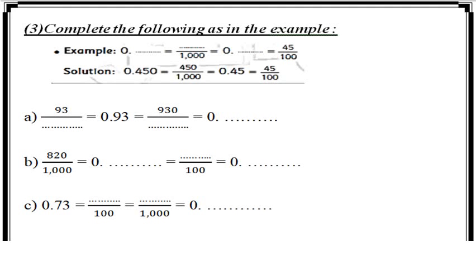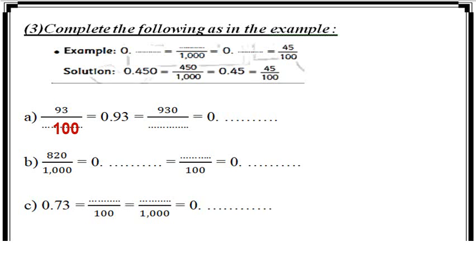Number 3, complete the following as in the example. In letter A we have 93 over dots equals 0.93 equals 930 over dots equals 0 point dots. First, 93 over dots equals 0.93. In 0.93 we have two decimal places, so the 93 will be over 100 because we have two zeros, so we have two decimal places.